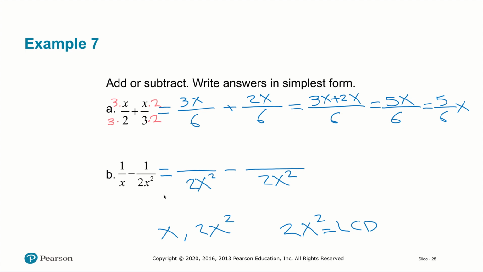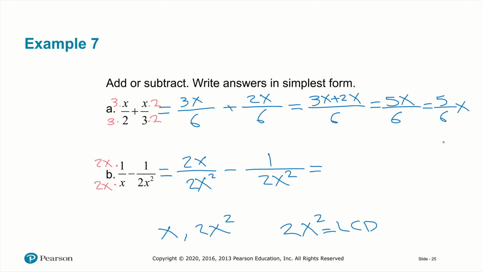All right, so now, how do I get from x to 2x squared? What's missing? Well, I need a 2 and an x, right? So we're going to have to multiply the x by 2x, so we make sure we do the same to the one on the top. The next denominator is already 2x squared, nothing needs to be done, so that one isn't going to change. So the denominators are both 2x squared now, and the new numerators are 2x and the 1 which didn't change.